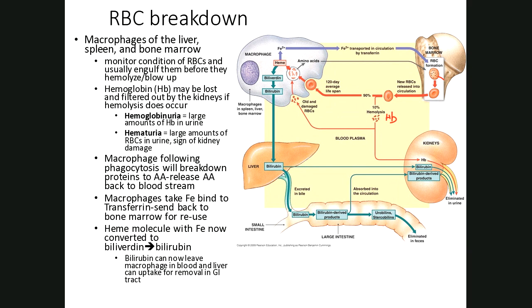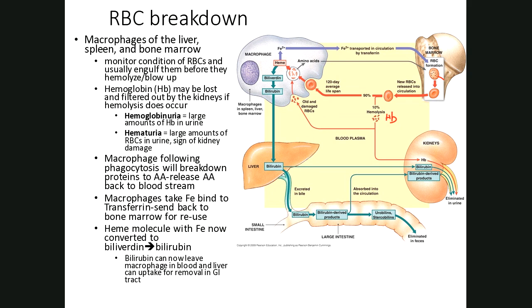The macrophages that are in the spleen are not able to just give over to the liver cells, because they're not in the liver, they're in the spleen. So those macrophages are going to have to take some of that bilirubin and send it to the liver, right?